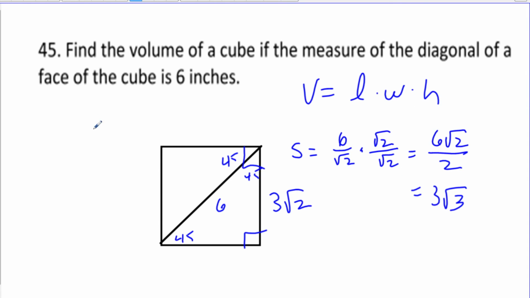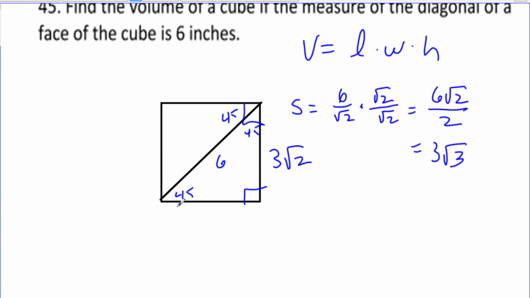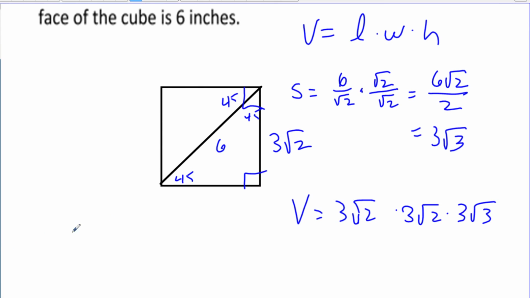So to find the volume of this, I'm going to do length times width times height. And they're all the 3 square root of 2. So it's 3 square root of 2. Oh, I said 2, but I wrote 3. Okay, 3 square root of 2 times 3 square root of 2 times another 3 square root of 2. Length times width times height to find volume. And so the question might be, well, how do I combine 3 radicals using multiplication? Well, same way you would with regular numbers.